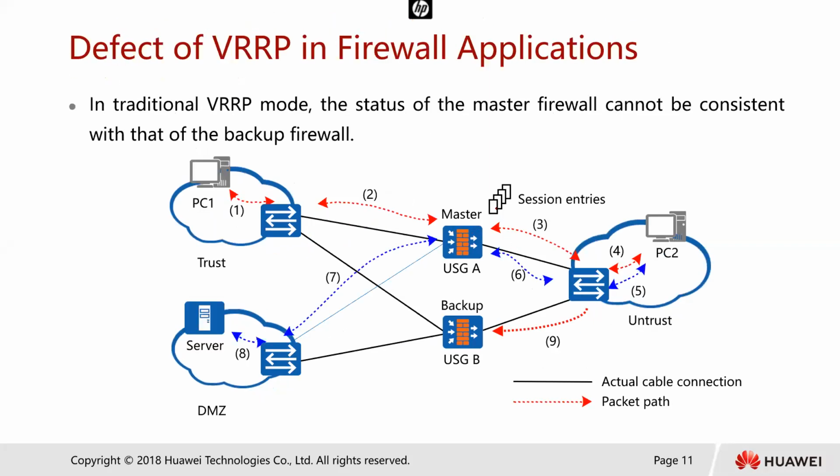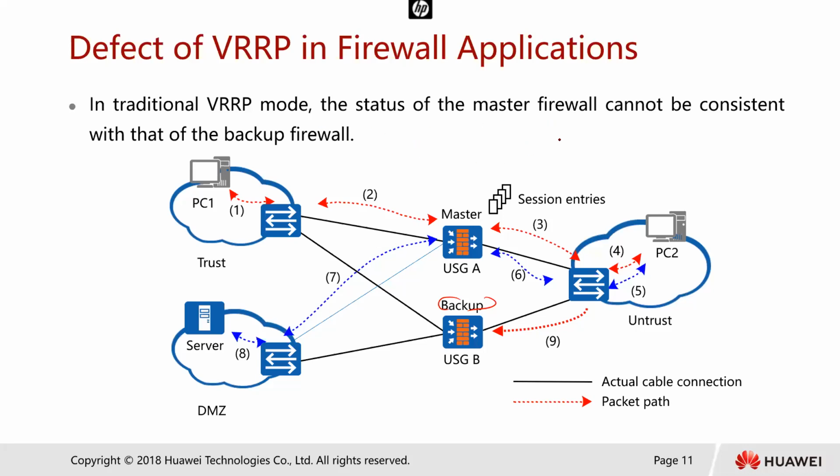Okay, so moving forward, we have detect over VRRP in firewall application. So in traditional VRRP mode, the status of the master firewall cannot be consistent with that of the backup. We said for the subsequent packets to be easily processed, they must be the same with the backup, right? But we are saying that in the traditional VRRP mode, the status of the master firewall cannot be consistent with that of the backup firewall.